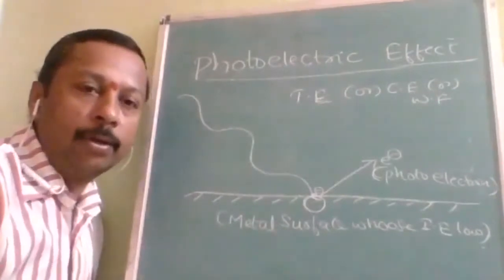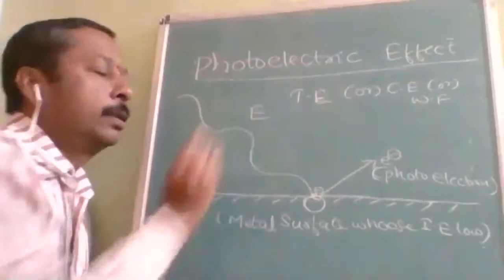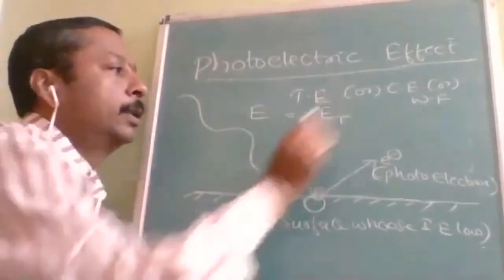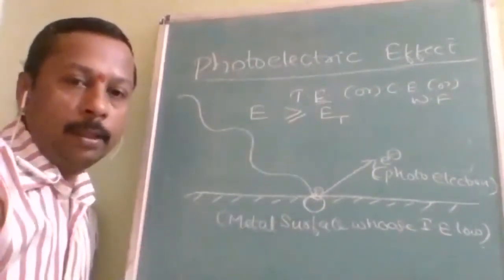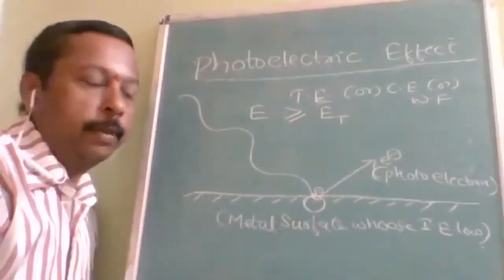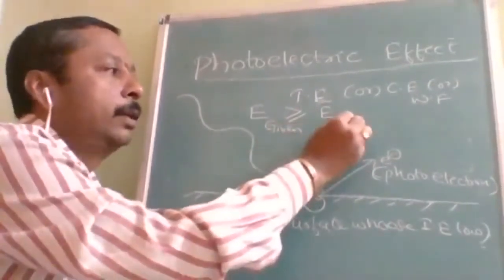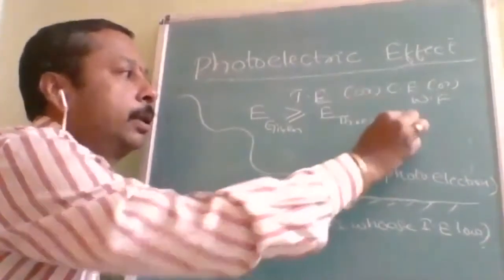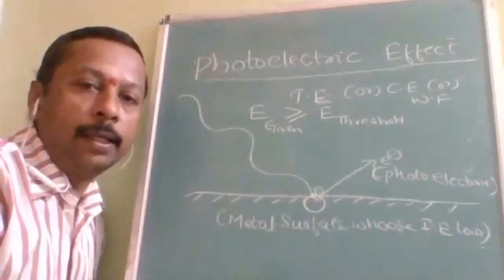At least equal also, no problem. So given energy, let us take E, and threshold energy. What should be the symbol? It should be greater than or equal. This is the energy given. This is the minimum energy required, the threshold. Is it understood, students? So the given energy and threshold energy: greater than or equal.